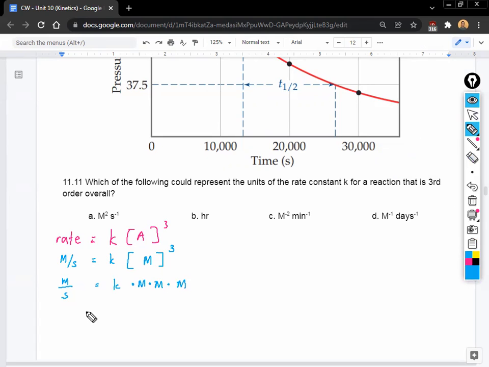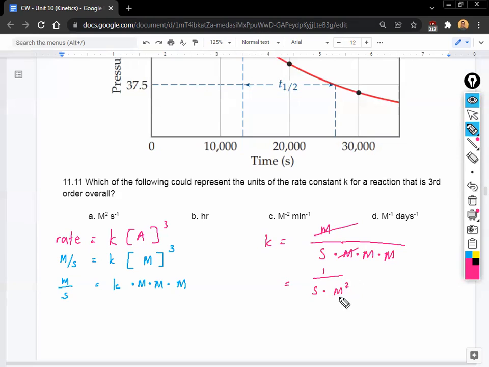Okay, now what we want to do is isolate K by itself. So K is equal to molarity per second times 1 over M times M times M, because we're just dividing by the M cubed. So far, so good? Okay, so the molarity on top is going to cancel out with one of the molarities, and what I'll have left over is 1 divided by S times M squared, because it's M times M.